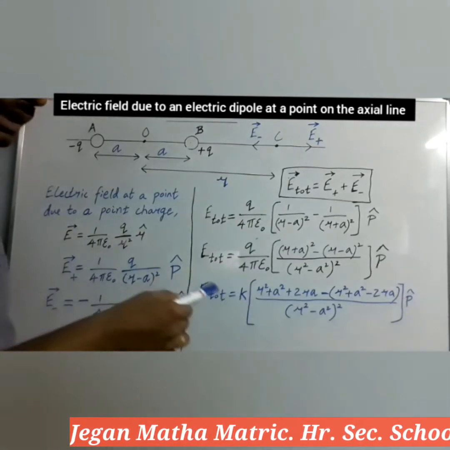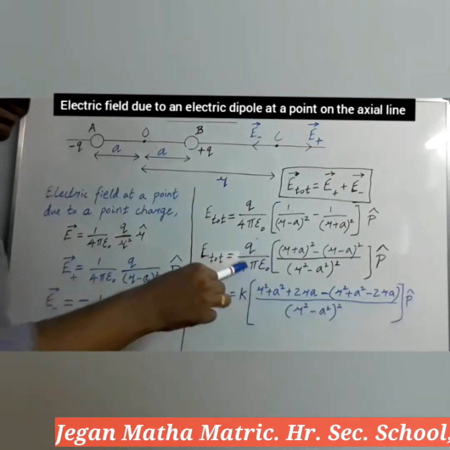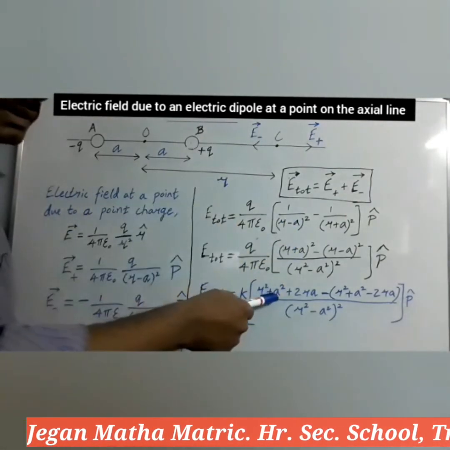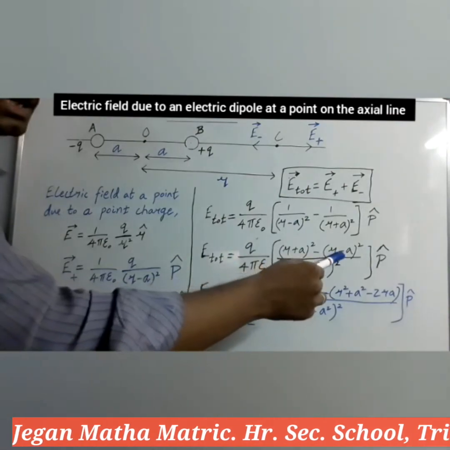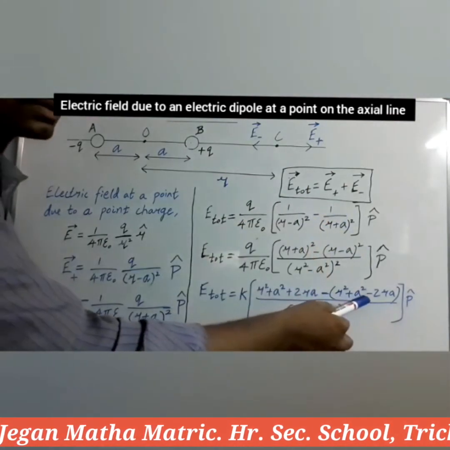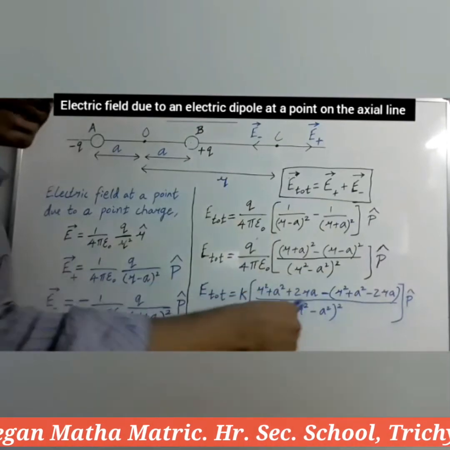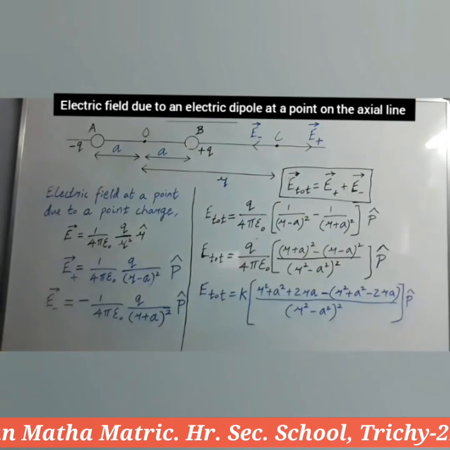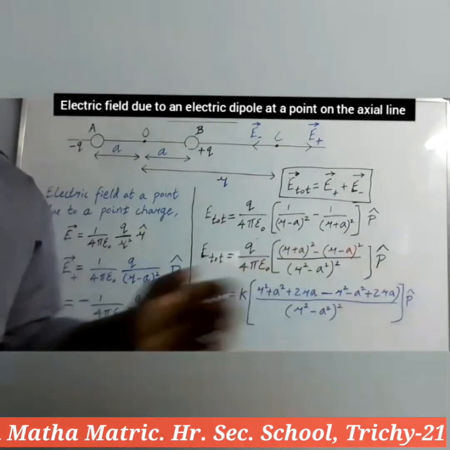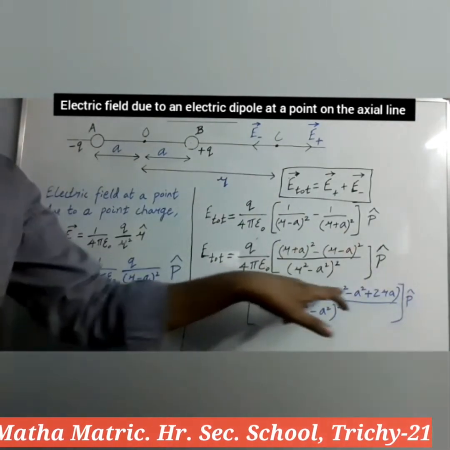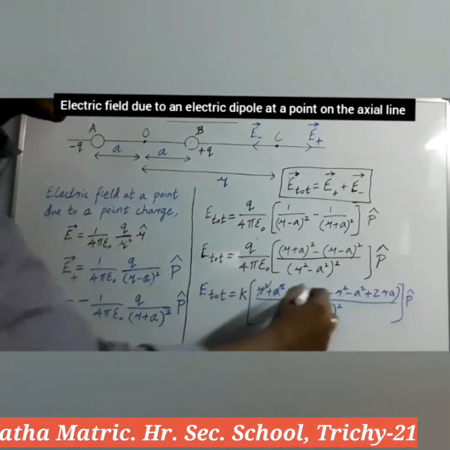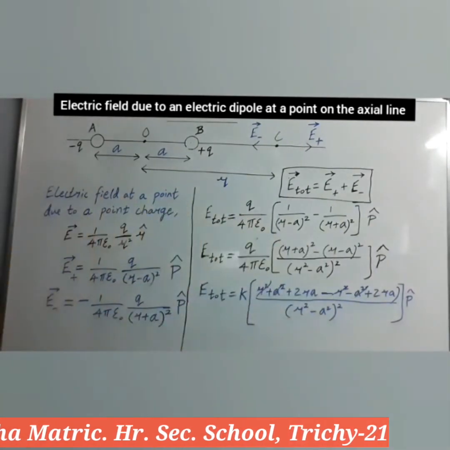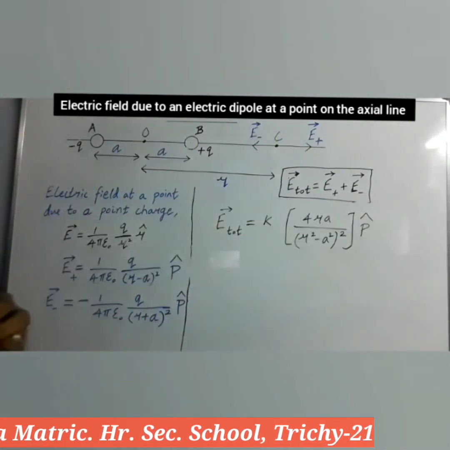So here the total electric field is equal to q by 4 pi epsilon naught, which is a constant value, so we can write k. Here we can use the formula: r square plus a square plus 2ra. For (r minus a) the whole square, that is r square plus a square minus 2ra. The denominator as it is we can write. So the minus can be taken inside the bracket. So r square minus a square minus a square can be cancelled. In the numerator we have 2ra, there also 2ra, which is 4ra. Here I have written the new expression for the total electric field.